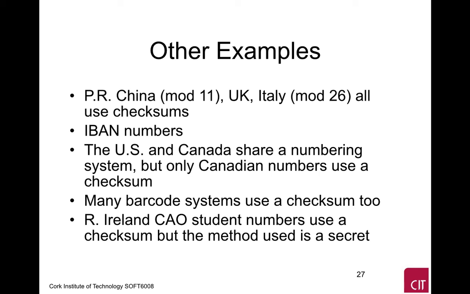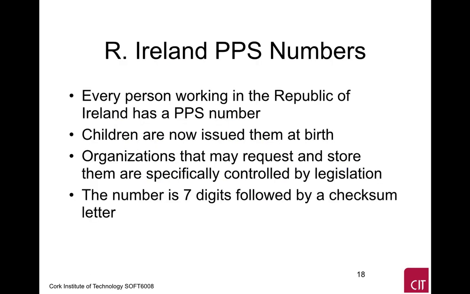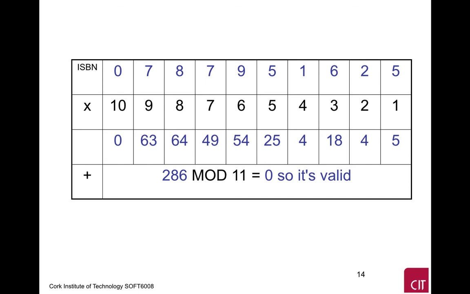So what I'd like you to do now is maybe take out your credit card, pass it around to everyone, and see if you can work out that the check digit is correct. You could also get out your PPS number, pass that around with the credit card, and see if you can work that out.